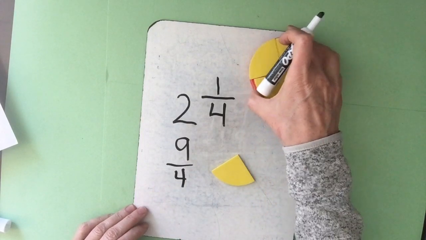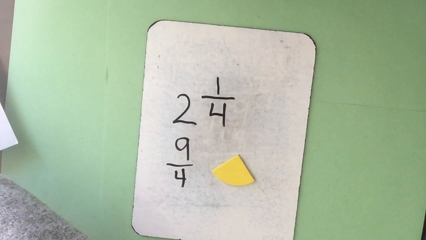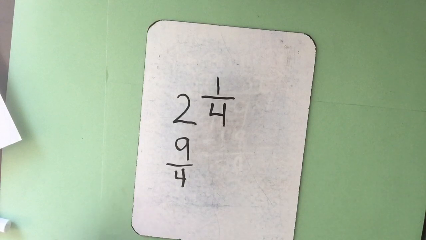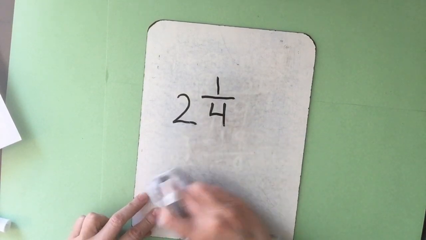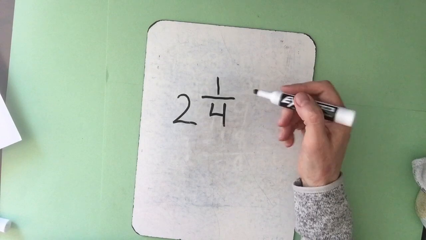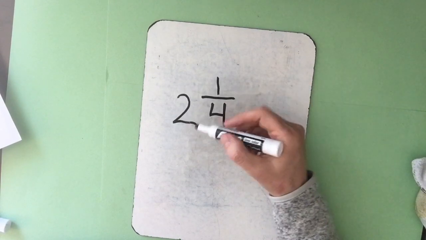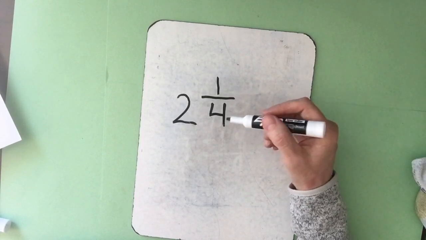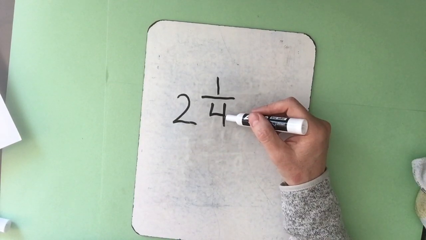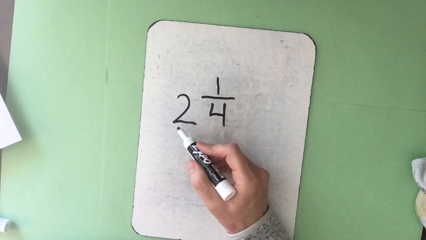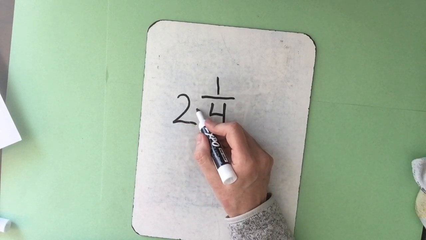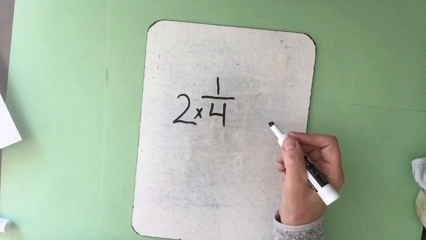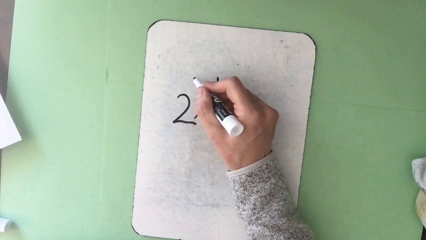Now, if we didn't have models for that, we would need to either draw a model on our paper, or we could just think about it mathematically, and that's what I'd like you to start doing. I want you to think to yourself, how many fourths are in 1 whole? Well, there's 4. So 1 times 4 would be 4, but we have 2. So if we multiply this number by how many fourths in each one, 2 times 4 is 8.